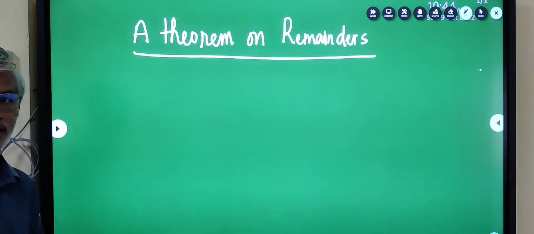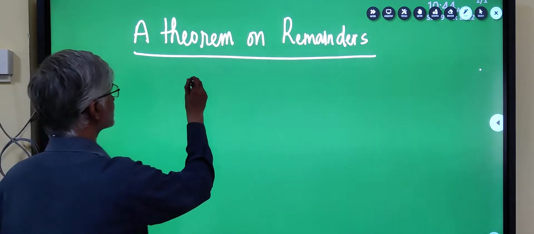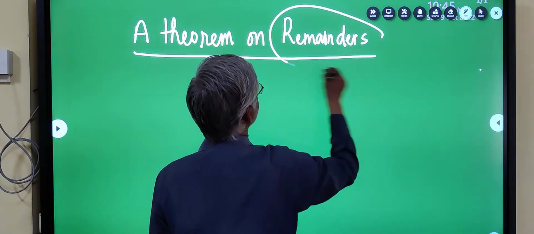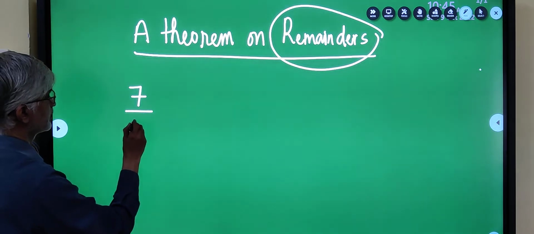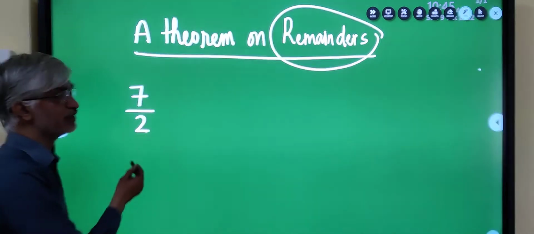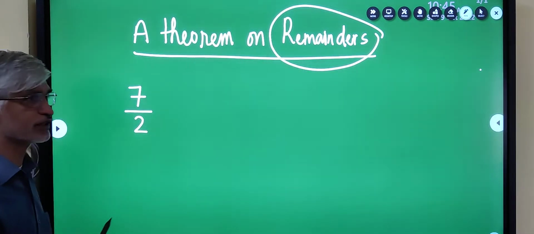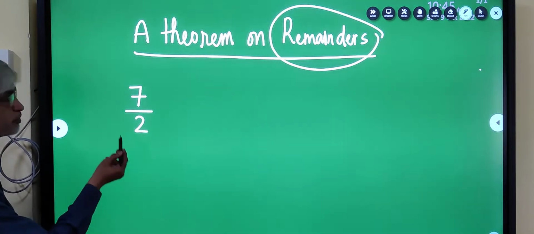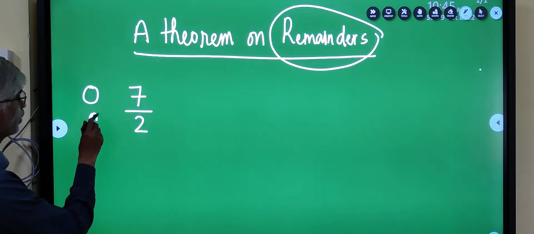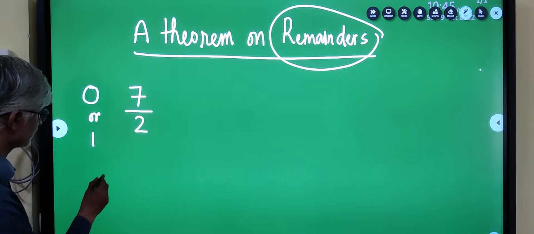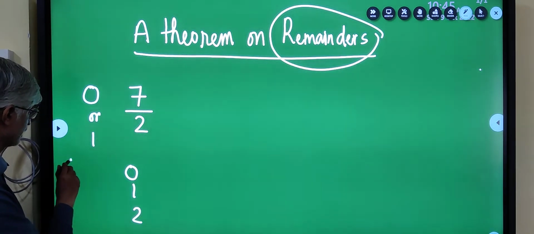So let's first state it, and then of course we'll try to do a few problems from the book. First of all, let's understand what we mean by a remainder. Let's say I divide some integer by another integer. When we divide 7 by 2, we know that the remainder is 1. So that is what typically you can expect. What are the possible remainders when you divide by 2? The remainders could be 0 or 1. Similarly, if you divide by 3, the remainders can be 0, 1 or 2.